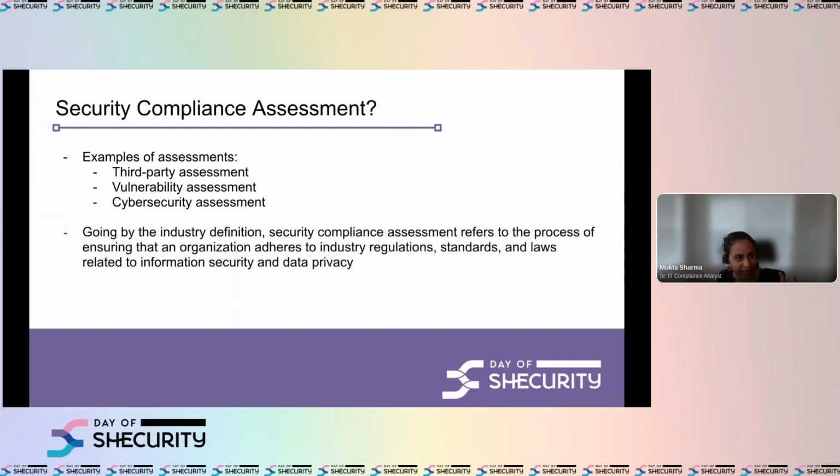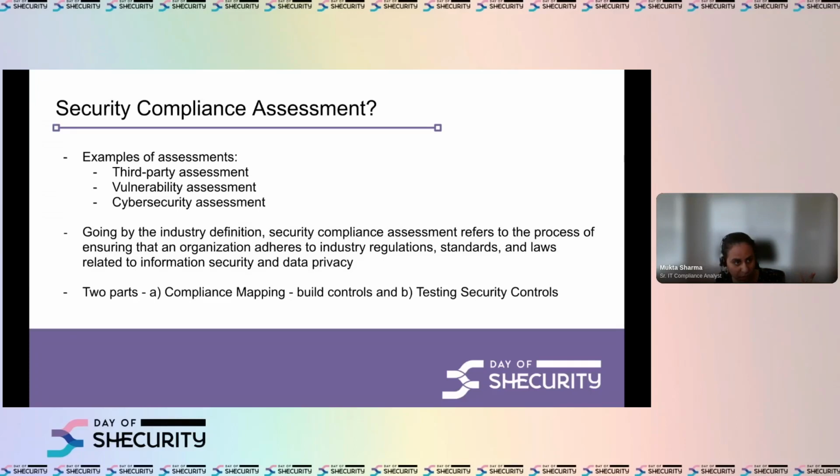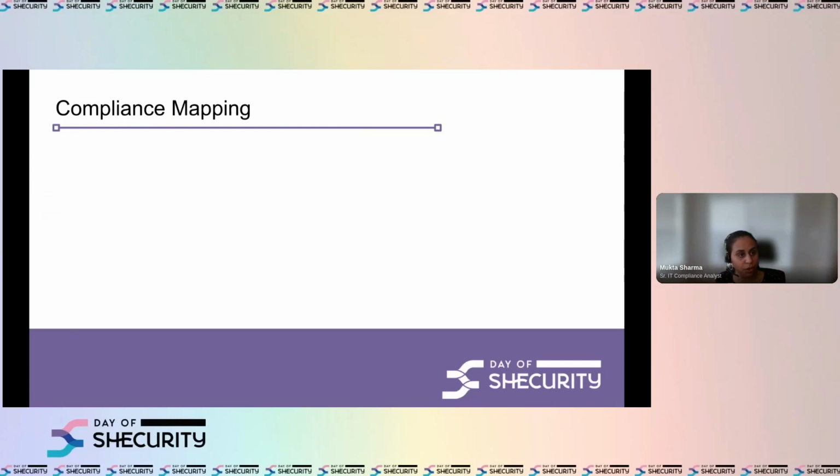So let's break this term security compliance assessment into two components. First is compliance mapping, that is establishing and mapping the compliance requirements based on the regulation. And the second part is testing the guardrails, that is security controls. So it's a combination of establishing and verifying. In the upcoming slides, we'll dive into how these two parts are done, that is compliance mapping and testing of the security controls.